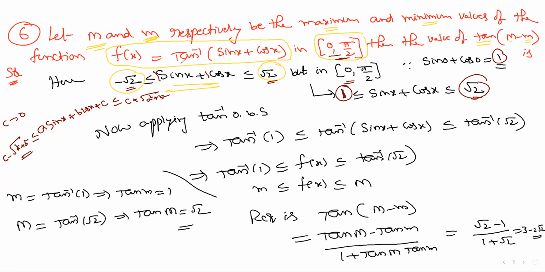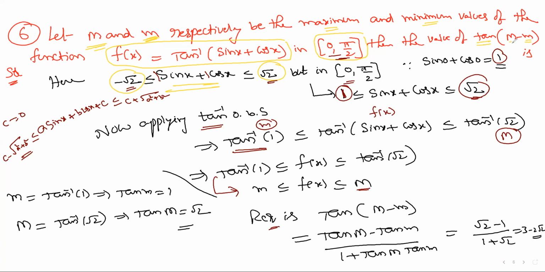But here what is required? Tan inverse of sin x plus cos x. Now we should take tan inverse on both sides. Tan inverse of 1 is less than or equal to tan inverse of sin x plus cos x, which is less than or equal to tan inverse of root 2. So tan inverse of 1 is the minimum value, this is small m. Tan inverse of root 2 is capital M. The middle value is f of x from the statement. So on comparing, m is less than or equal to f of x, which is less than or equal to capital M.